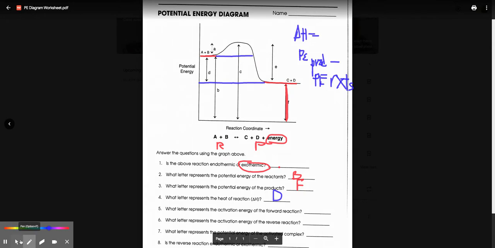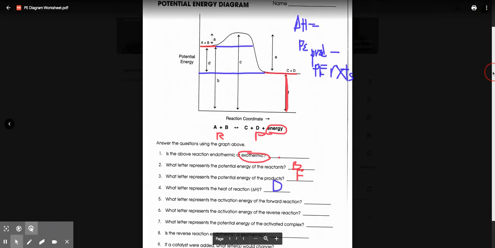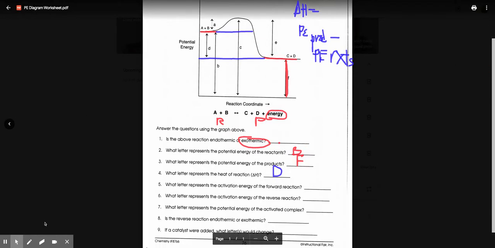All right, let me scooch it down here. What letter represents the activation energy of the forward reaction? Remember, this is forward. So activation energy is the amount of energy it takes to kickstart the reaction, to go from the flat line to something. So as you're going this way, Colin, what letter is that? A. Good. However, if we were to read it in reverse, that means we're starting here and going here. So how much energy did it take to go from here to the top? What letter is that? E. Good.